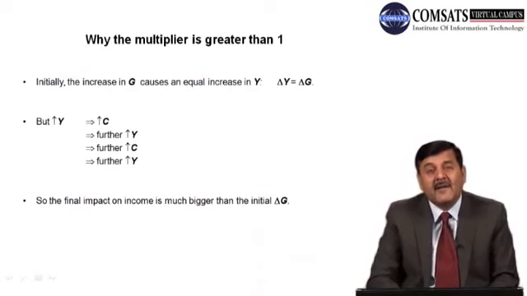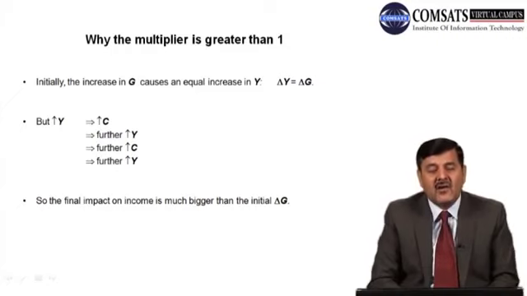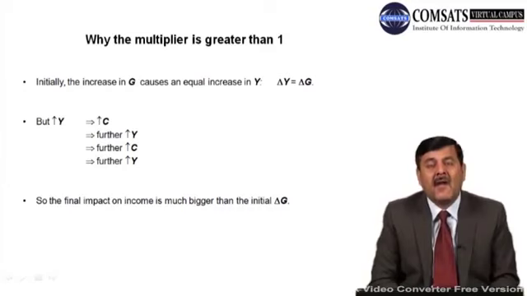Why is the multiplier greater than 1? What is the reason? Initially, the increase in G causes an equal increase in Y: delta Y is equal to delta G. But when there is an increase in Y, what will happen? Once income increases because of the rise in government expenditure, suppose initially expenditure rose by 1% and so income rose by 1%. When income rose, according to Keynes's psychological law of consumption, consumption increases with the increase in income, so C will increase.